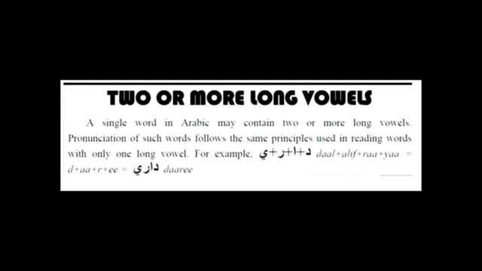For example, the daal, the alif, the ra, the ya. Combine them. Darri, darri, darri. Dal, alif, ra, ya. Alif long vowel, ya long vowel. Darri. As you can see here, dal, alif, ra, ya. Darri. So now we'll have some practice of more combinations of words, not necessarily real words, with more than one long vowel.